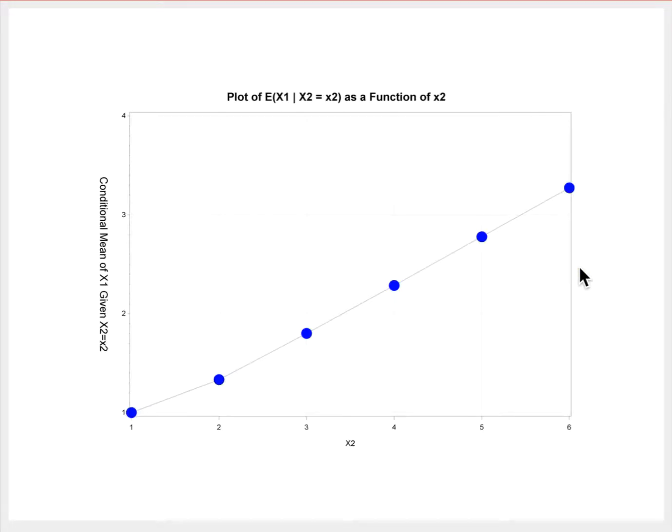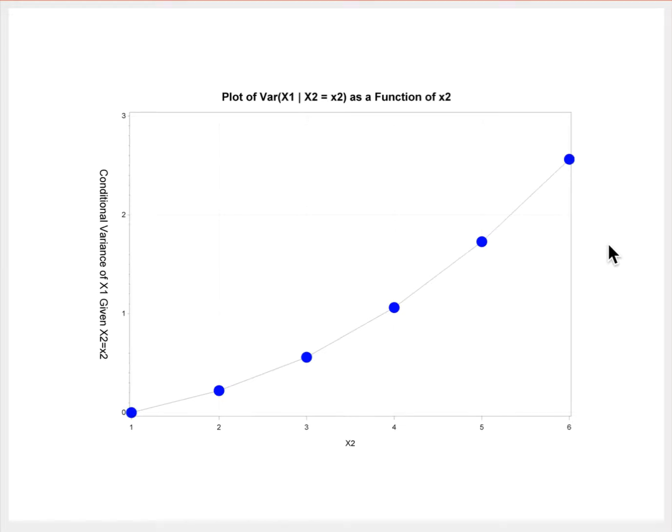And so here are a couple plots. This plot is the expected value of x1 given x2, and it's plotted as a function of x2. And so we see that it's an increasing function of x2.